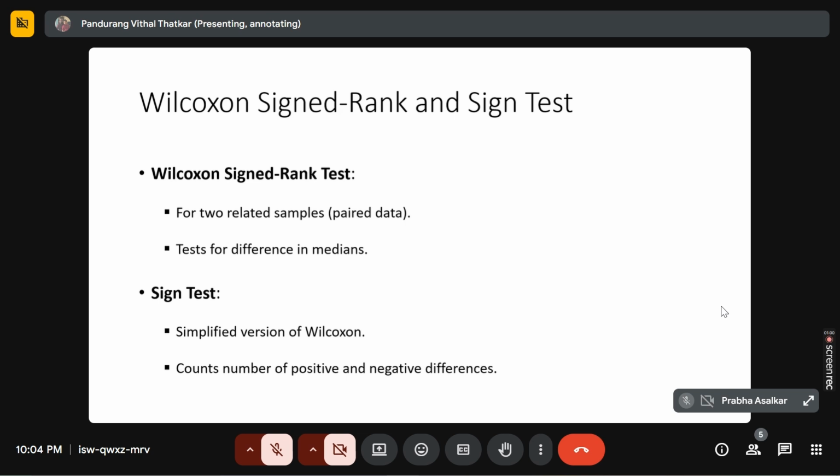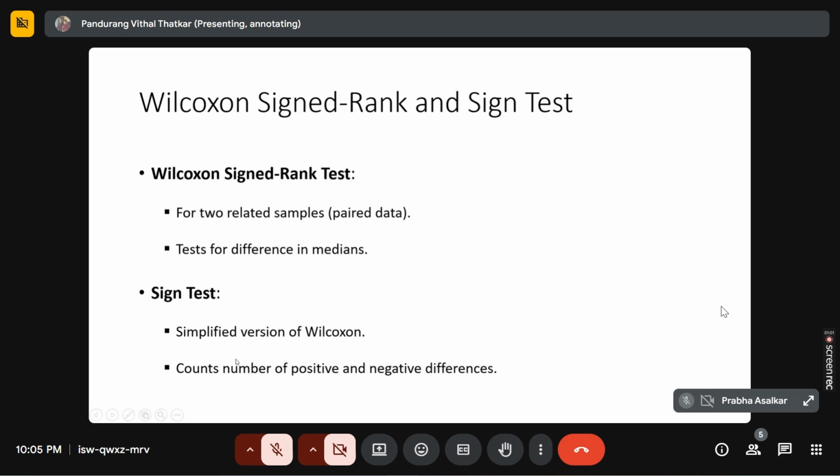Then when we have two related groups or paired data, we can use the Wilcoxon sign rank test. It is equivalent to the paired sample t-test. So before-after type of data, we can compare using the Wilcoxon sign rank test. It is based on the median. The paired sample t-test compares the mean of both groups, whereas this compares the median.